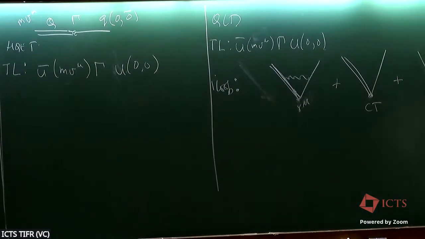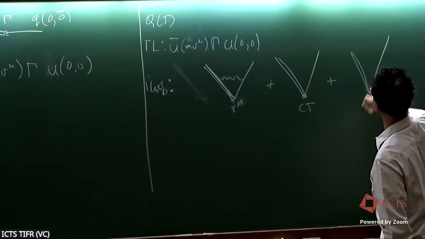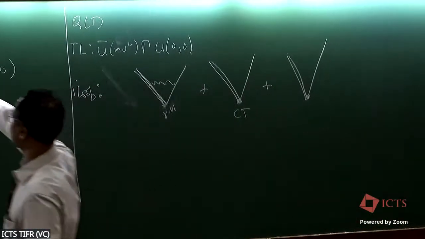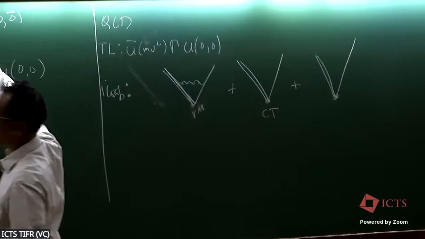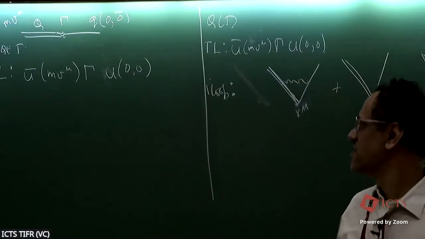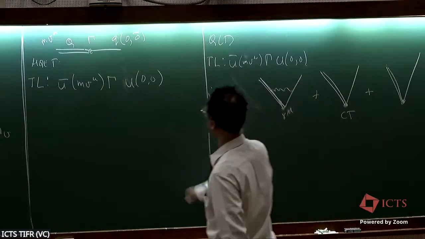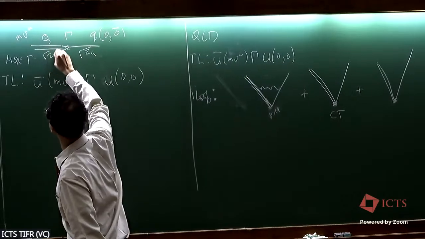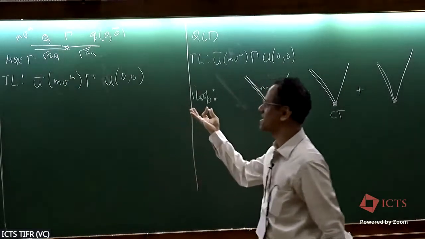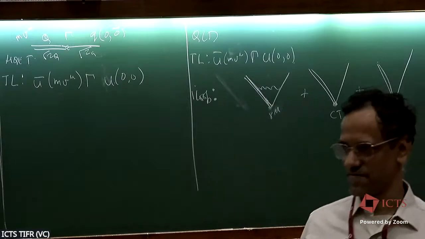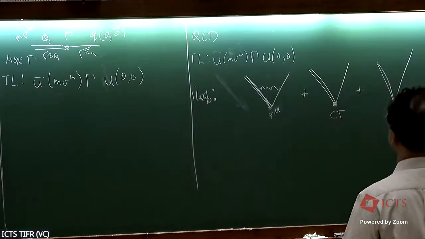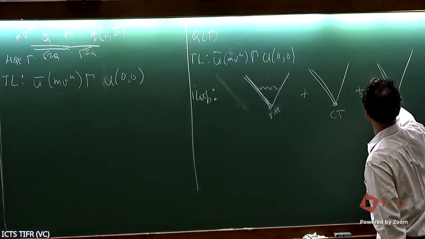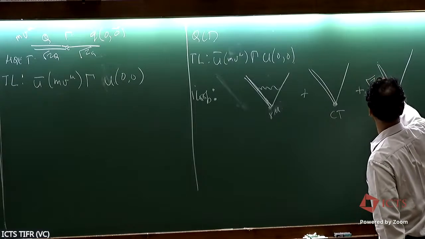Then another thing that I'll need to do is that I'm calculating a matrix element here. So from the LSZ rule, I know that there'll be a factor of root ZQ here, and root ZQ here. Once again, at tree level, ZQ is just 1, so it didn't matter. But now I'll have to take care of ZQ.